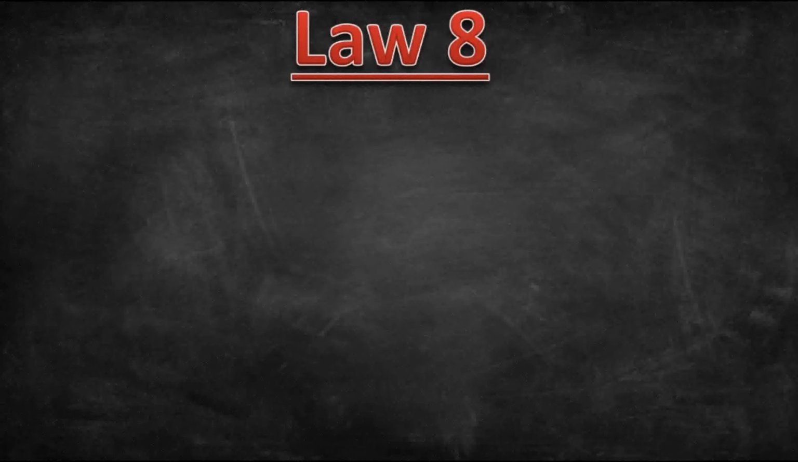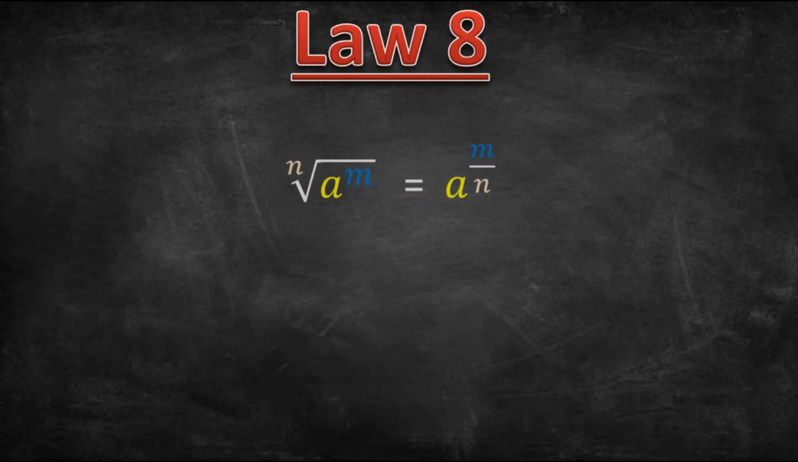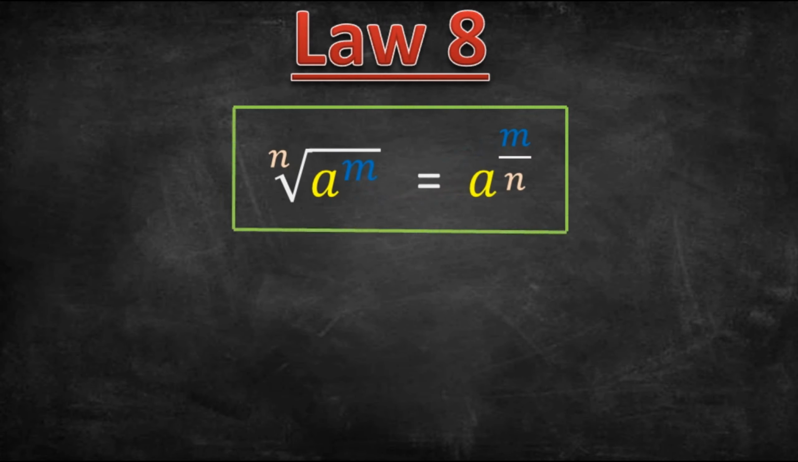The eighth and last law of exponents deals with roots, also known as surds. It says that the nth root of a to the m equals a to the m over n. Let's take one or two basic examples.